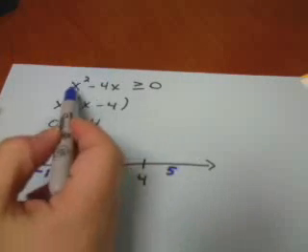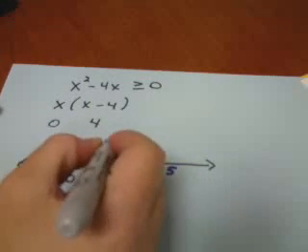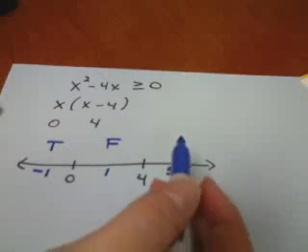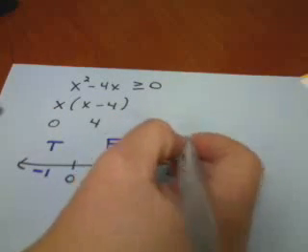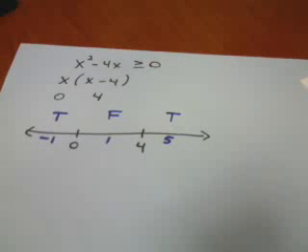If I type in 1, I'm going to get 1 minus 4, which is negative 3, and that is not greater than 0. If I type in 5, I get 25 minus 20, which is 5, and that is greater than 0. So you can see these solutions are the opposite of the last one. The last inequality we did was false, true, false, and this one is true, false, true. And that's usually typical of these types of inequalities.